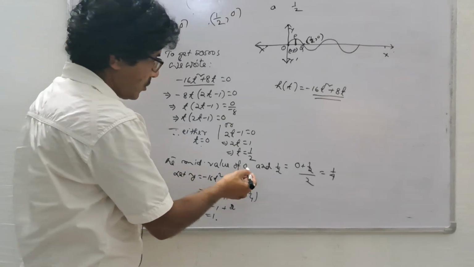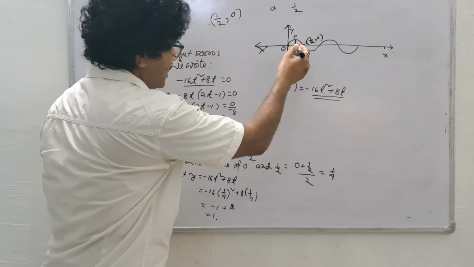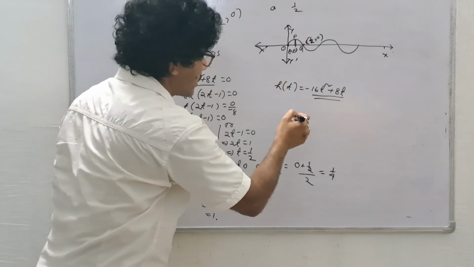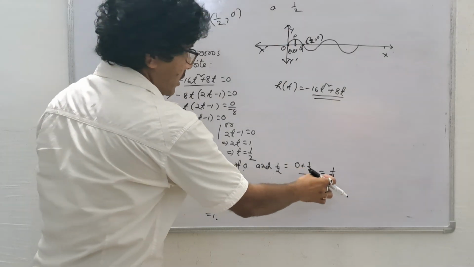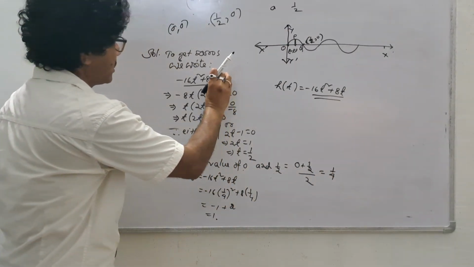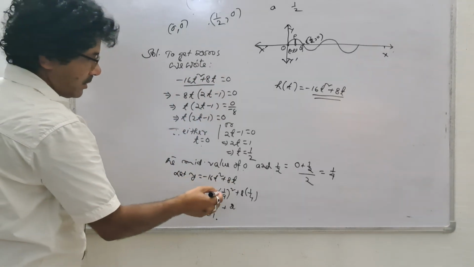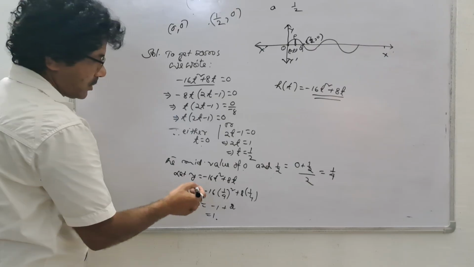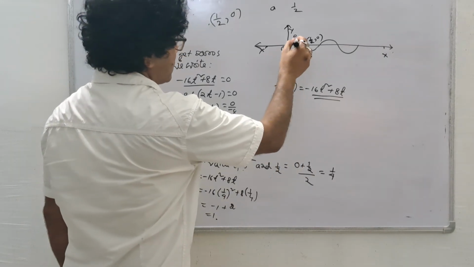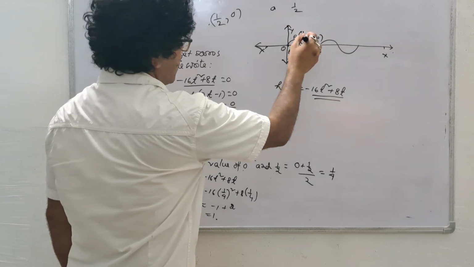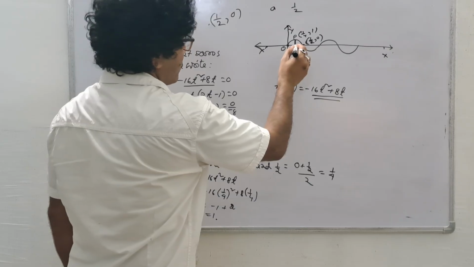And you see, the mid value of 0 and half, which is 1 by 4, is nothing but the x value. And what will be the y value? To get the y value, you put this value in this polynomial, because y is equal to this actually. So I am putting t is equal to 1 by 4 and ultimately the y value we are getting is 1. So this point is actually 1 by 4, 1. Here to here is 1 by 4, and y value is 1.